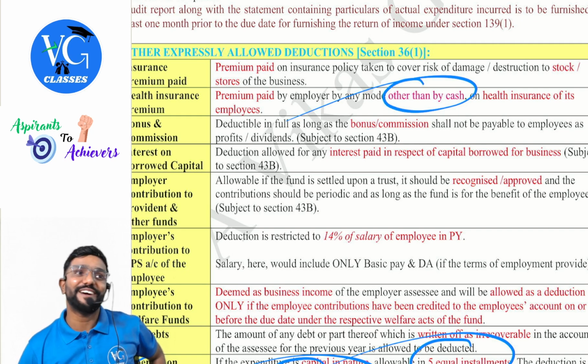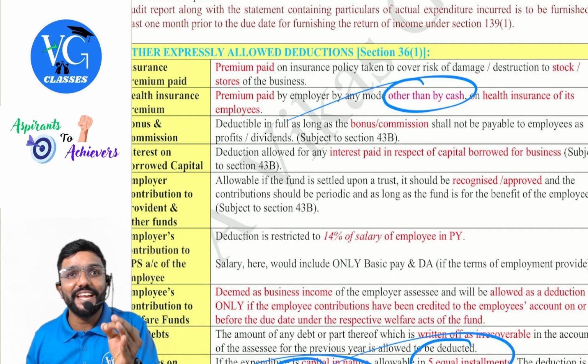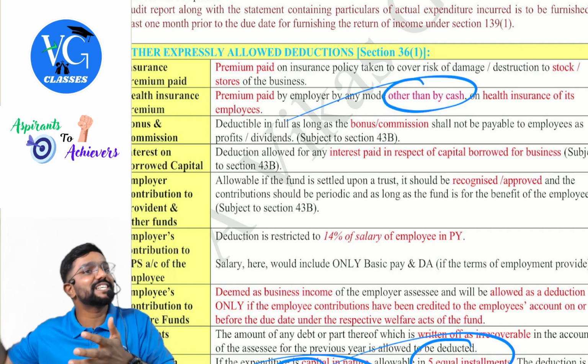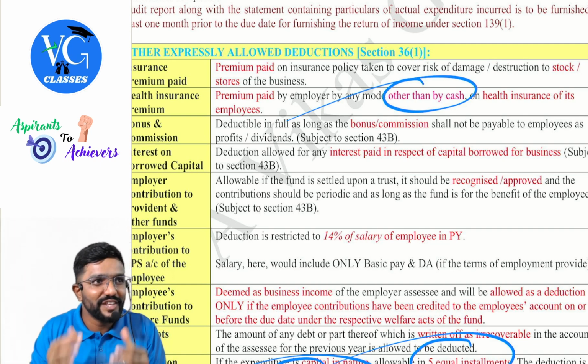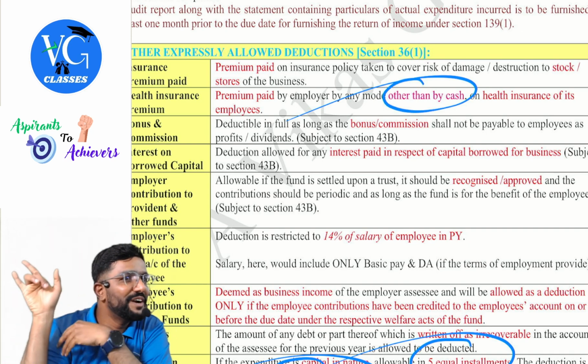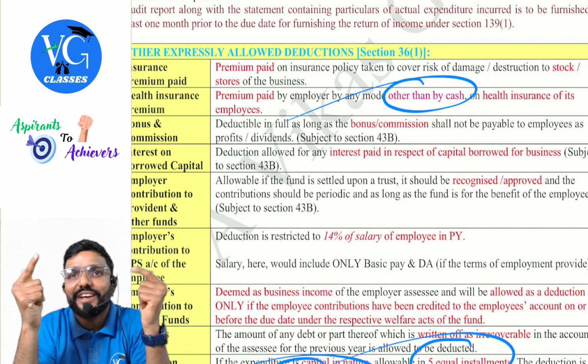Now you may say, sir, 40A(3) tells only 10,000. No, sir. You apply 40A(3) only for expenses that have crossed all these other sections and have come there. Clear? So for this expenditure, section 36 itself will block you. Will you go and apply 40A(3)? No need.